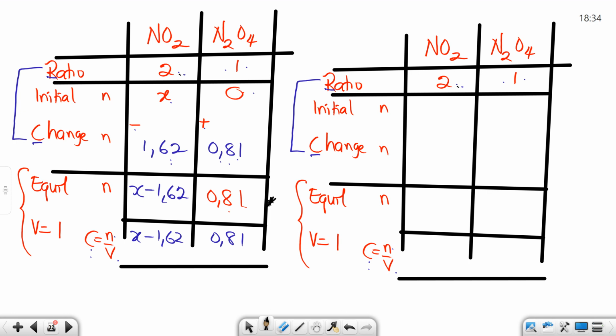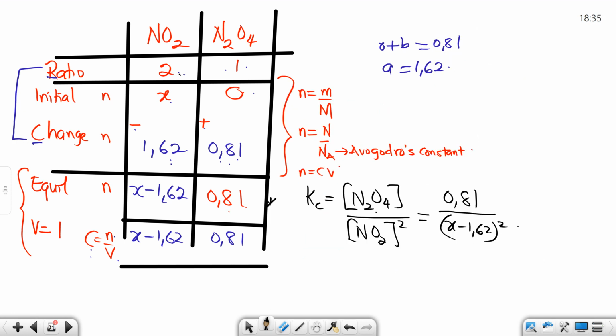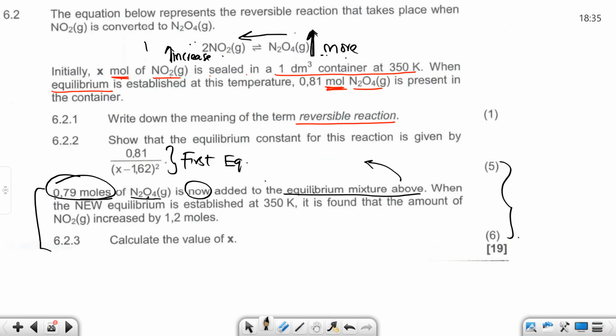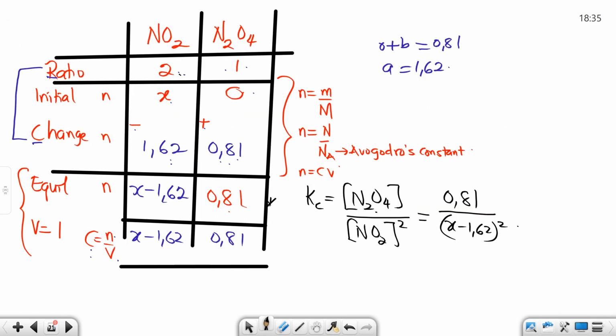Okay, now it's asking the same question. Now, guys, please listen. Let's quickly go through. Let's follow the instruction and follow through. 0.79 moles of N2O4 is now added to the equilibrium mixture above. It is this compound. What was our equilibrium? 0.81. It has now changed.